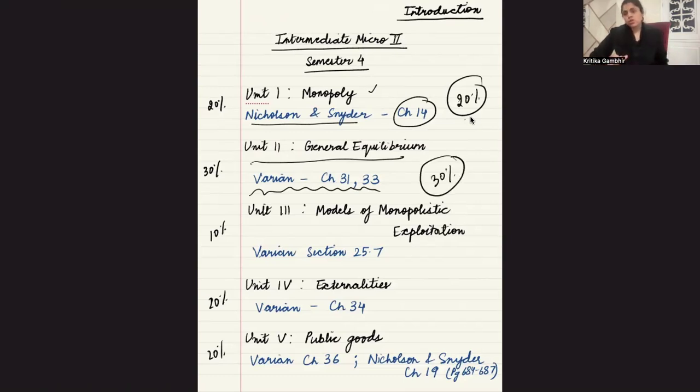We cannot take this unit lightly. It is going to be a little tough, the toughest of the whole course. But it is from Varian and it will be manageable.